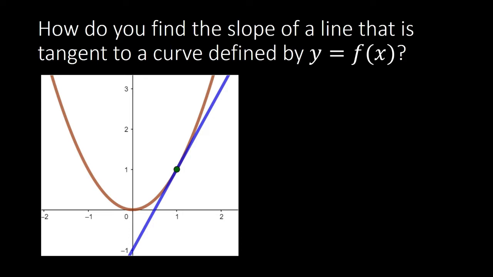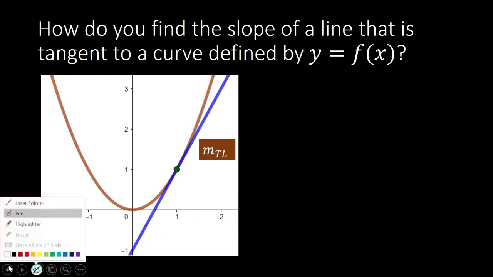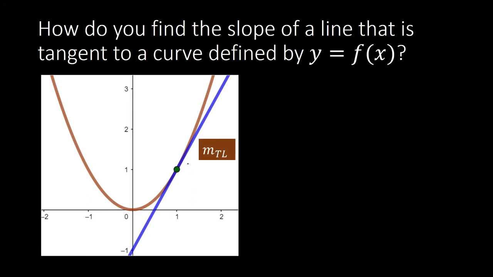Well, this is what we can do. We can do it through approximation. And by the way, we will use the notation m sub TL. So m sub TL stands for the slope of the tangent line, the slope of the line that is tangent to our curve at that point. And in this example, our point has coordinates (1, 1).